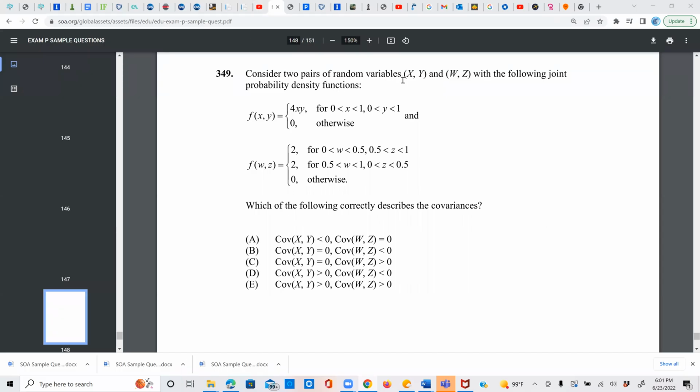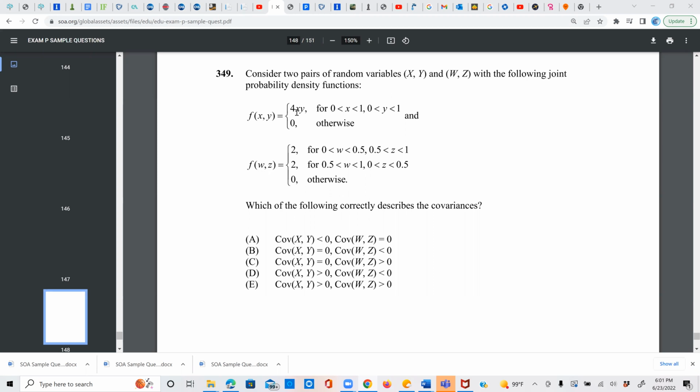Consider two pairs of random variables X, Y and W, Z with the following joint PDFs. So the joint PDF of X, Y is 4xy, x from 0 to 1, y from 0 to 1. And then we have this joint PDF of W and Z. Which of the following are correct? So we are to decide about the covariances.